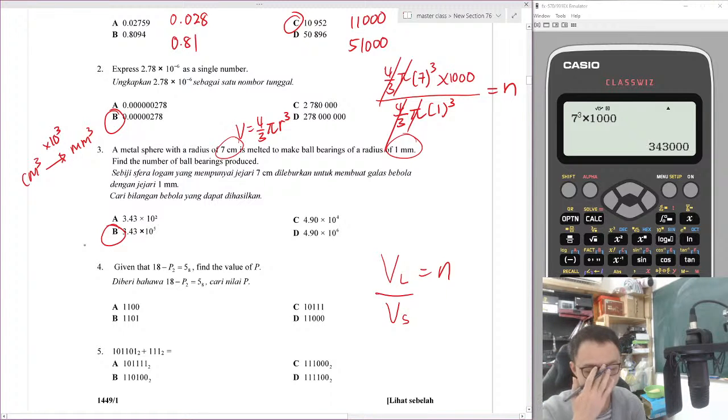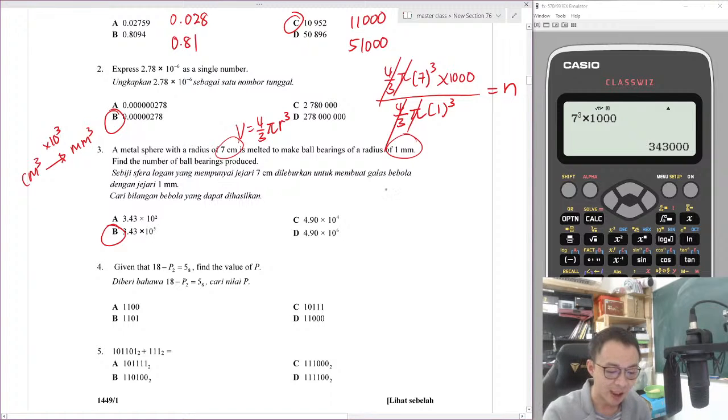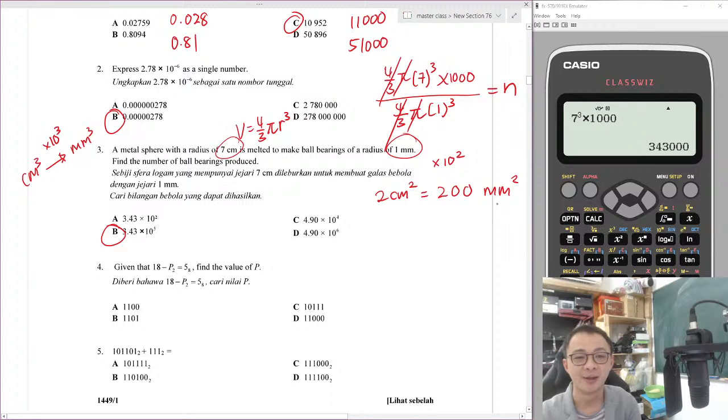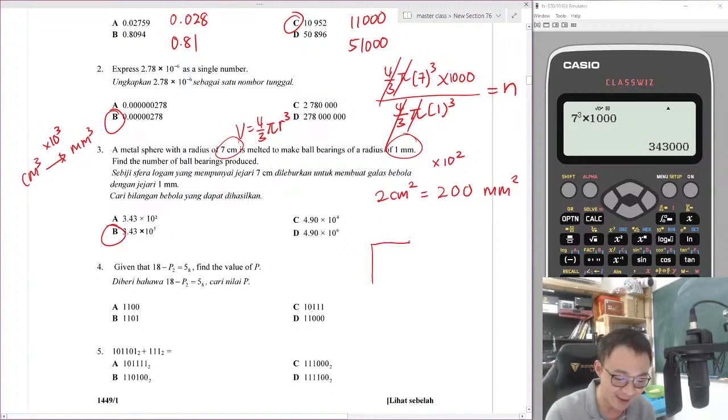Okay, some students might not understand that. Example, I give you some example. Let's say 2 cm square. So this one will equal how many mm square? So it's square, right? This is square, right? So cm to mm is times 10, right? Then you times 10 square. So it will become 200 mm square.